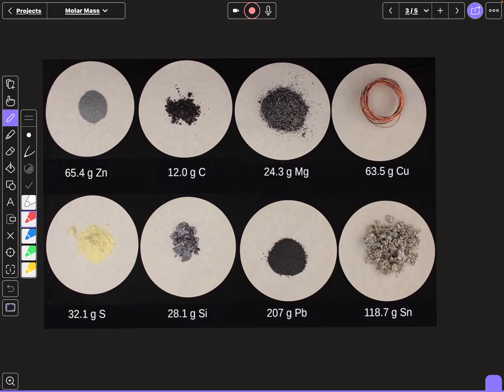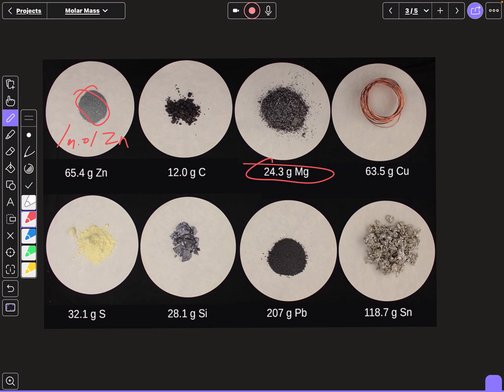Now, if you look at these samples here, this first one, 65.4 grams of zinc, that is the atomic mass of zinc. That amount right there would be 1 mole of zinc. Carbon, its atomic mass is 12.0 grams, and that amount right there would be 1 mole of carbon. This is 24.3 grams of magnesium, which is magnesium's atomic mass. If you weigh that, that would be 1 mole of magnesium.